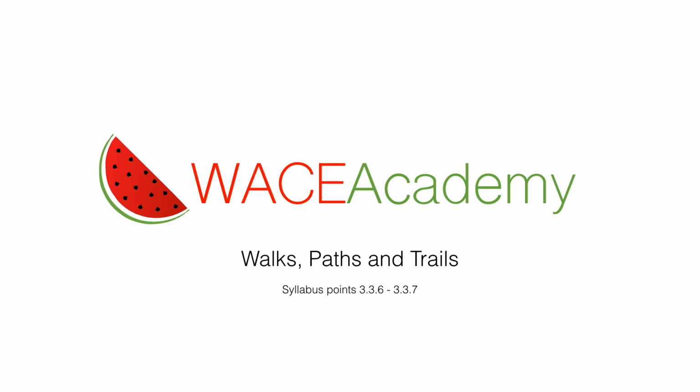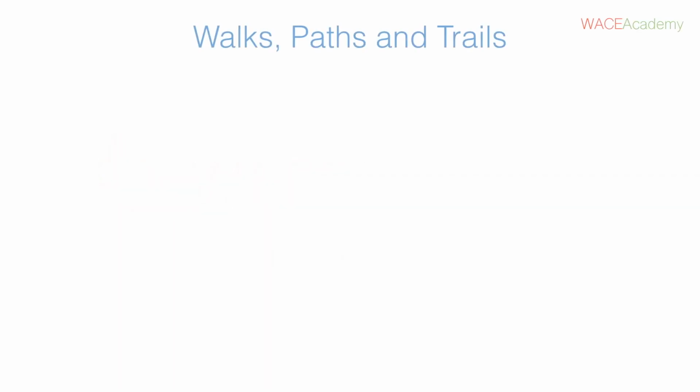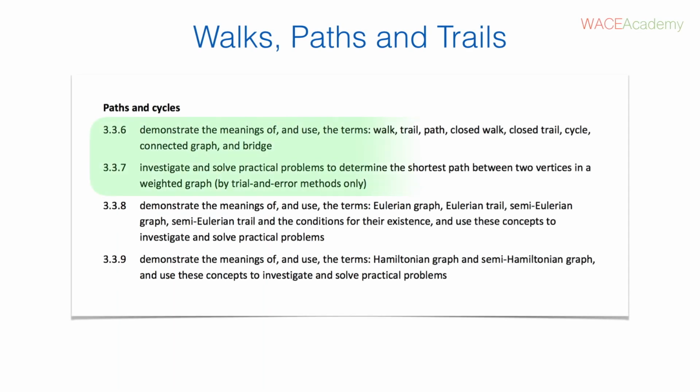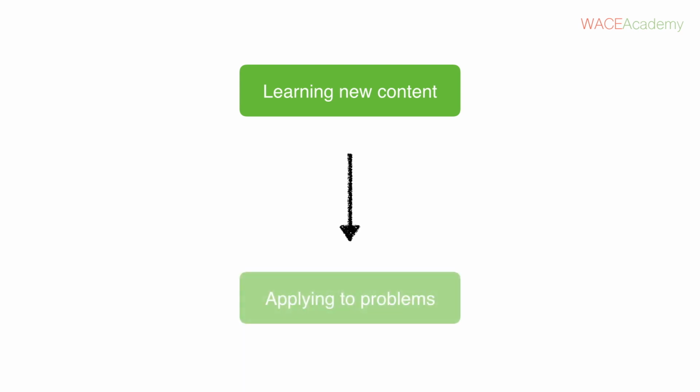Hey guys, welcome to this study lesson on paths and cycles, the last subtopic of graphs and networks of Unit 3. The dot points from the mathematics syllabus we're going to be covering today are 3.3.6 and 3.3.7. This lesson will consist of two parts. The first involves learning the new content, quite a few new concepts and definitions, but don't worry, nothing too tricky. And the second part will be applying this to problems you can expect in both the real world and your WACE exams.